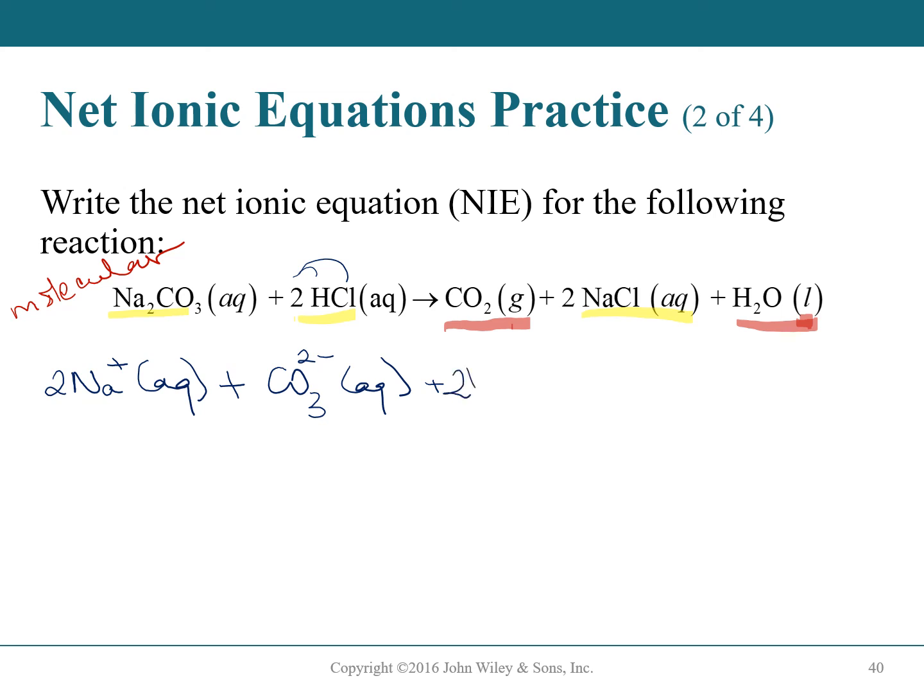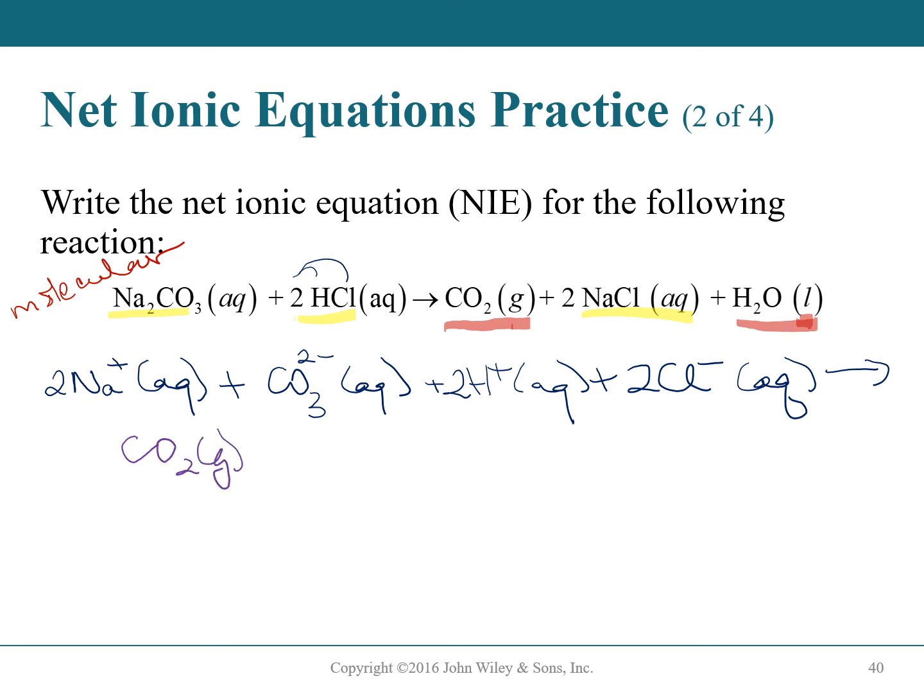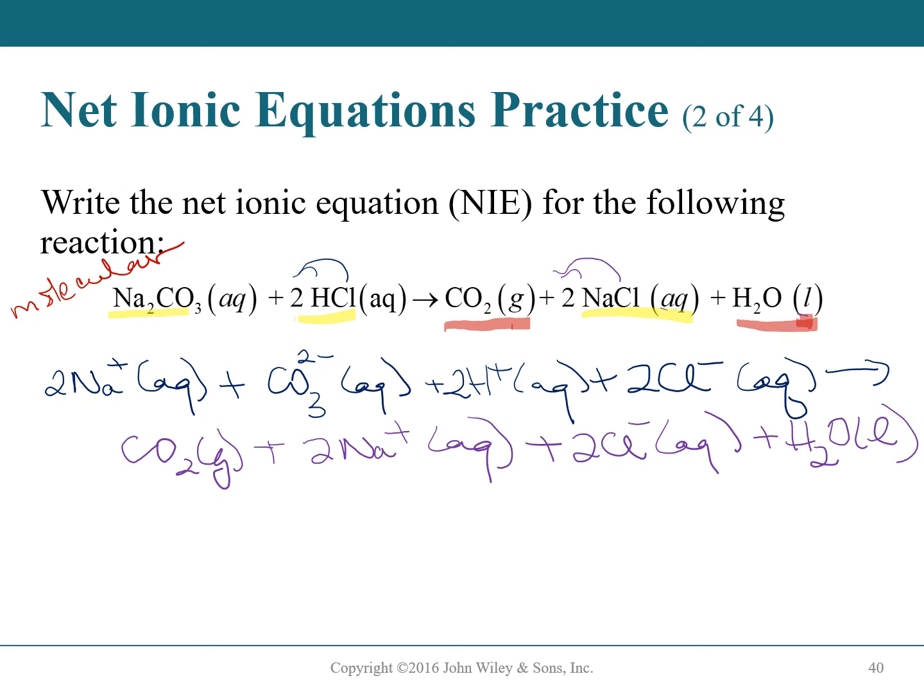So I have 2H+, 2 chlorides. Okay. Then on the product side, the CO2, it's a gas. I'm not going to touch it. I just copy it down. Sodium chloride is a strong electrolyte. And again, that coefficient applies to both. So 2 sodium ions, 2 chloride ions. And look at this, this is a liquid, so it's water. Don't touch it. All right.